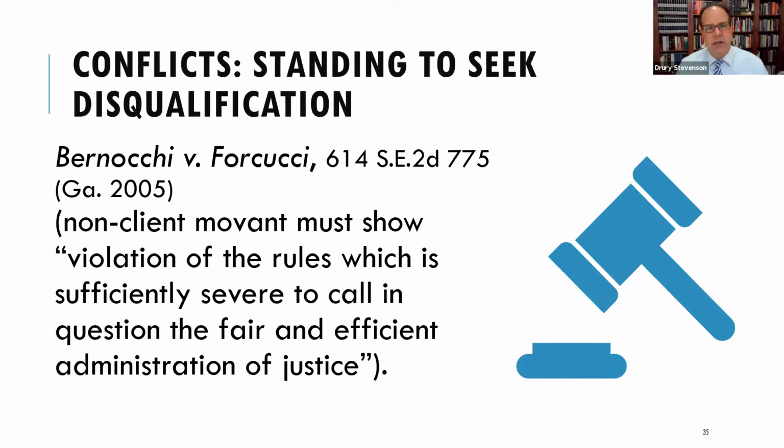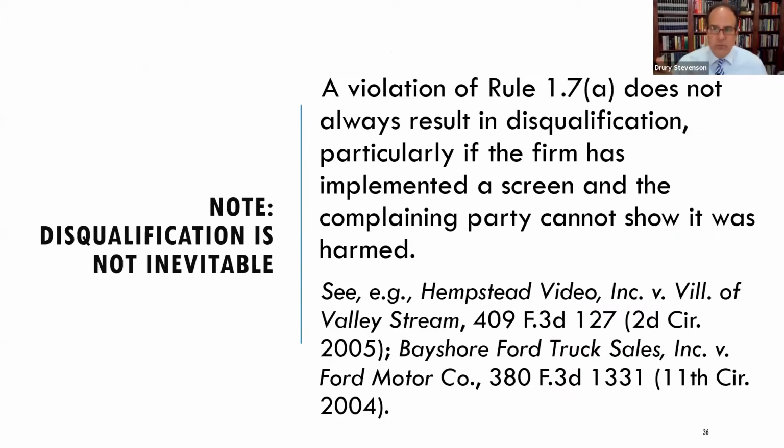Typically a non-client is going to have to show such a serious violation of the rules that it calls into question the whole administration of justice and the proceedings, right? So the only way to get around the standing requirement is if the other side is saying, this person has such a ridiculous conflict of interest that we're probably going to end up having this all adjudicated as a mistrial anyway, even though I don't have standing. And so that's worth bringing up.